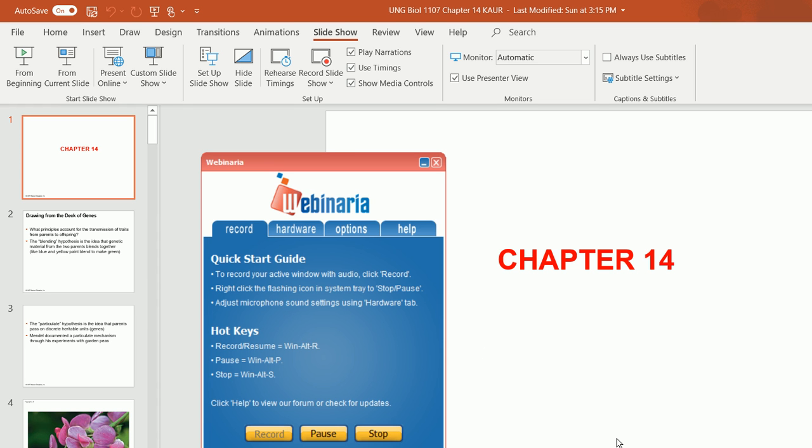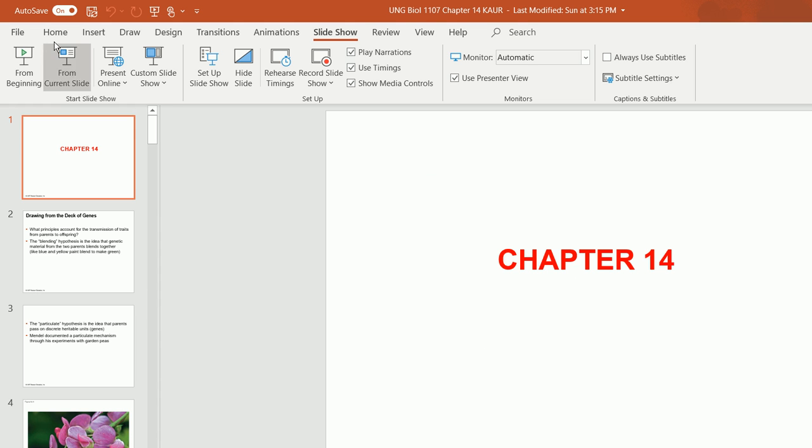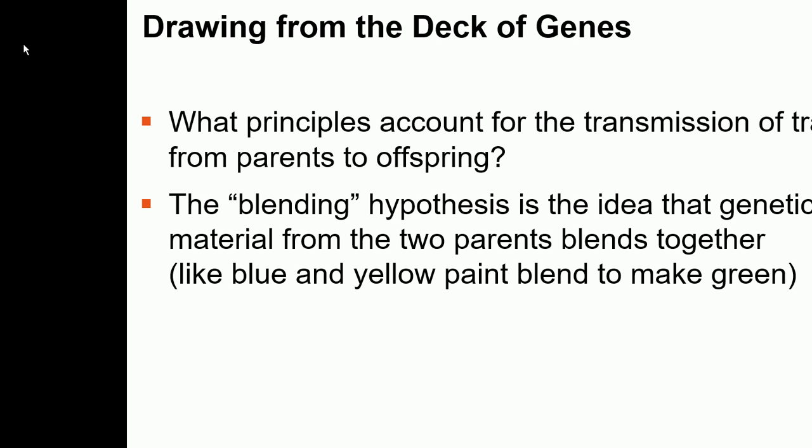Let's discuss chapter number 14. This chapter is on genetics. So let's go into slideshow mode. Basically, chapter number 14 is about genetics. In this chapter, we are going to talk about Mendelian genetics and non-Mendelian genetics. And I have posted some videos about Mendelian genetics and non-Mendelian genetics.